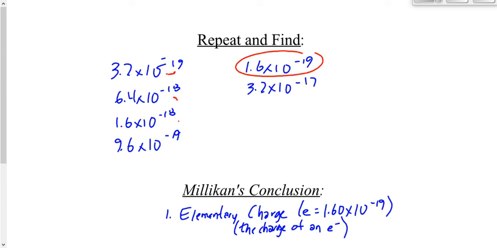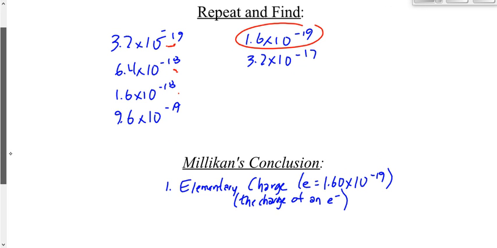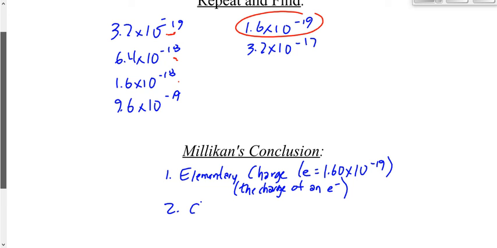Remember, we talked about the elementary charge a little bit back in Unit 1 when we needed the charge of an alpha particle or a proton. Now we're wondering what it is. If I do 500 experiments and they're all multiples of 1.6 times 10 to the minus 19, and 1.6 times 10 to the minus 19 is the smallest number I get, then that must be the elementary charge, the smallest possible charge. The second conclusion he draws is that charge is quantized.